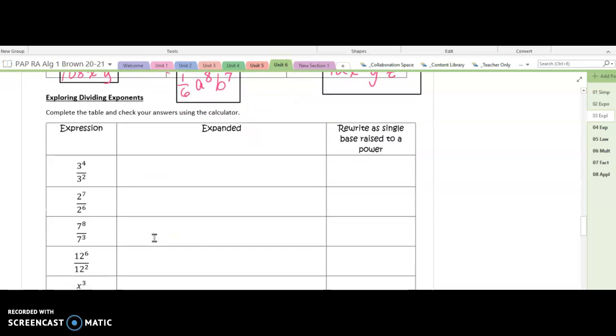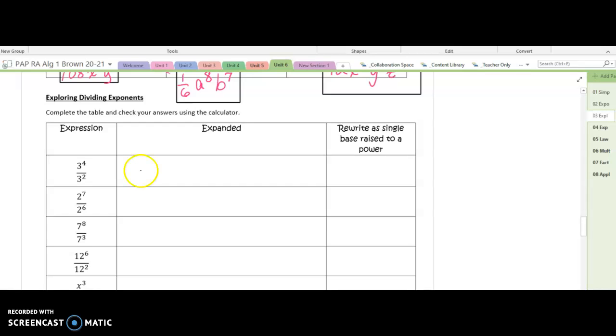Right, so now we're going to talk about exploring dividing exponents. So we talked about multiplying. Now we have to divide because, if we do one, we have to do the other. So let's take this expression, 3 to the 4th power divided by 3 to the 2nd power.